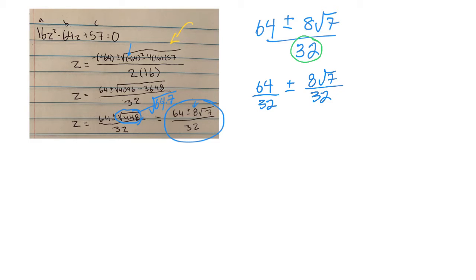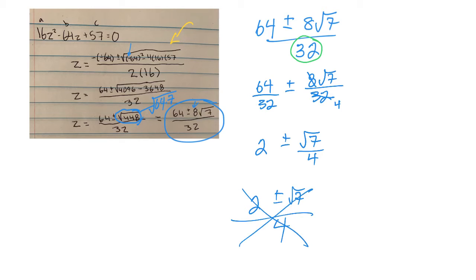And then 64 over 32 would be 2, plus or minus 8 goes into 32 4 times, so you'd have root 7 over 4. Careful that you don't write it like this, because it's not all over 4, only the root 7 is over 4. So this would be acceptable, and that's probably the most simple way of doing it.